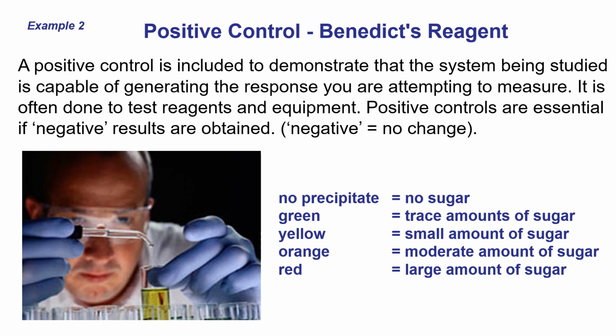So if we did our test and everything came out the same, then we would go back and do this positive control. In this case, the positive control is just to test that the Benedict's reagent is working and it's okay. And that's the most common use of a positive control.